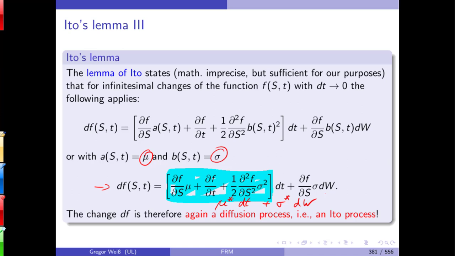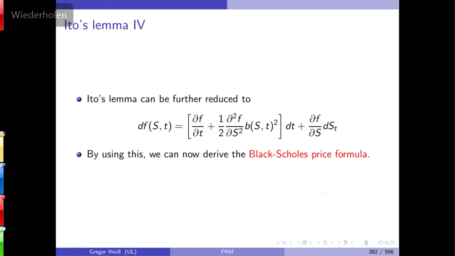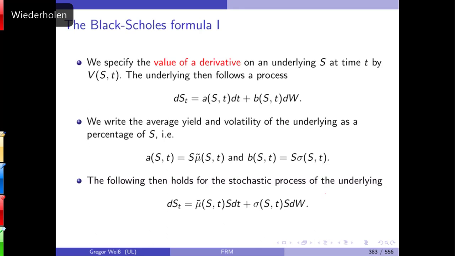Okay, so we know from Itô's lemma, if we assume a geometric Brownian motion for the underlying price, for the stock price, the option price is again a diffusion process with slightly different drift and slightly different diffusion. Now, this can even be further reduced, but let's just stick with the other one. And we can now finally come up with the Black-Scholes pricing formula. Again, it got the authors the Nobel Prize in Economics.